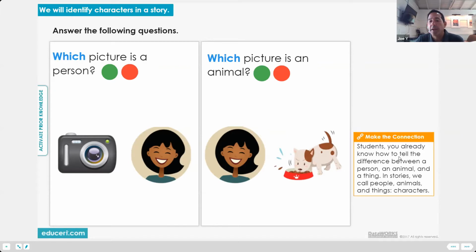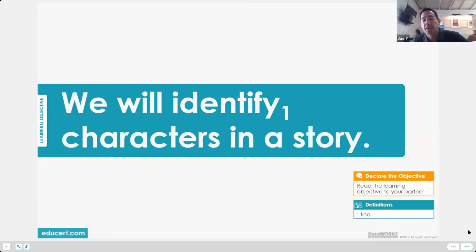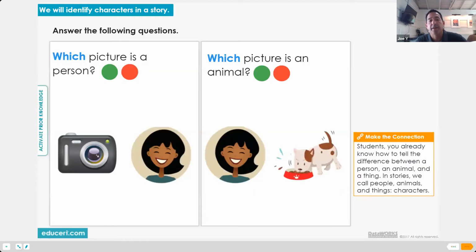Students, you already know how to tell the difference between a person or an animal or thing in a story. We call people, animals, and things characters. Today we're going to identify characters in a story. So that's activating prior knowledge. That's how we will pronounce with me, track with me, read with me. Sometimes we make teacher decisions on what we track with me, read with me. I wanted to track with me the learning objective because it's got a lot of academic words and content vocabulary, but I'm going to chorally read the activating prior knowledge to get some fluency.